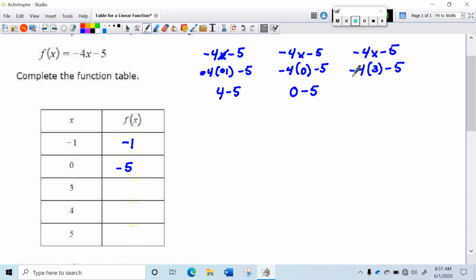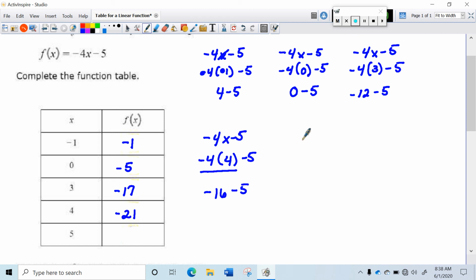Negative 4 times 3, there's one negative here, but not another one to cancel it out, so it stays negative, and that's a 12. You have a negative 12, and then you have another negative 5. That's a total of negative 17. The next one, negative 4x minus 5 again, just the same one over and over again. This time I'm putting in a 4. So you're just doing this part first. Negative 4 times 4, there's not two negatives, so the negative does not cancel in that case. 4 times 4 is 16. You have a negative 16 and then another negative 5, so that's a total of negative 21.